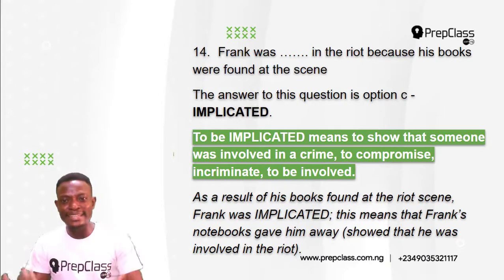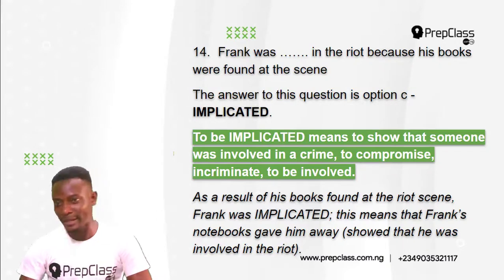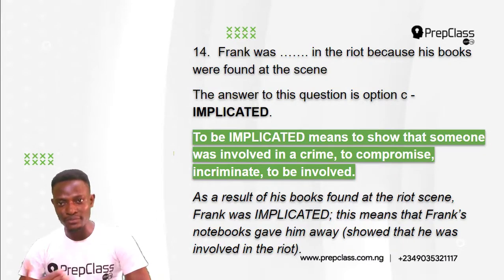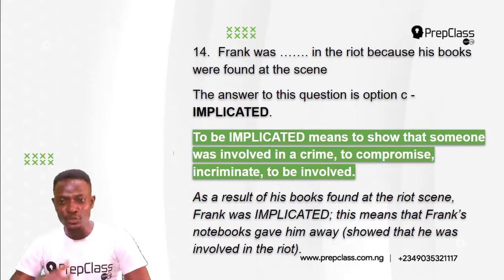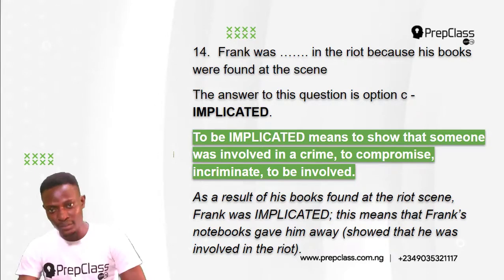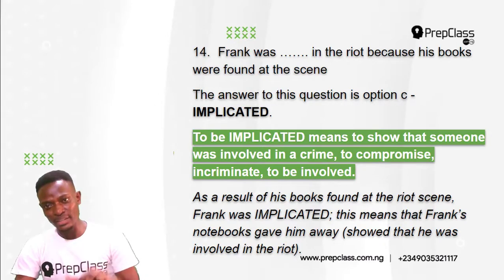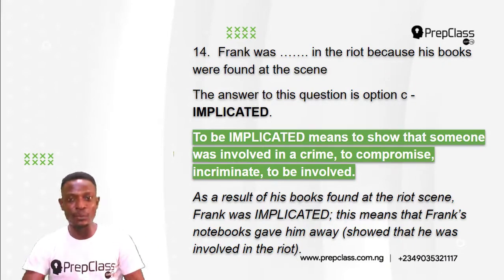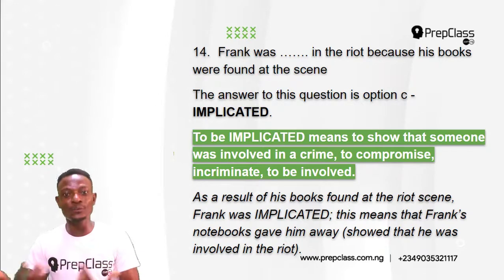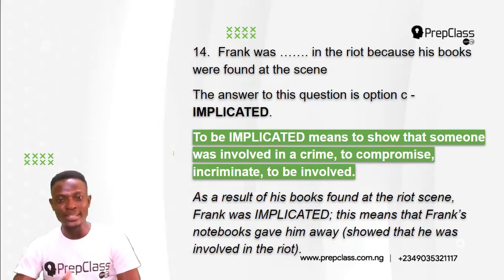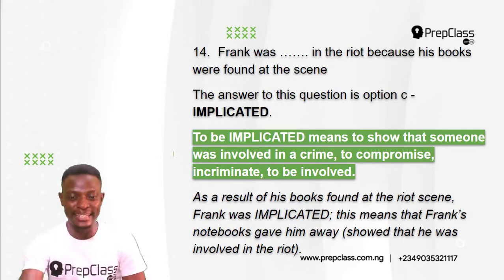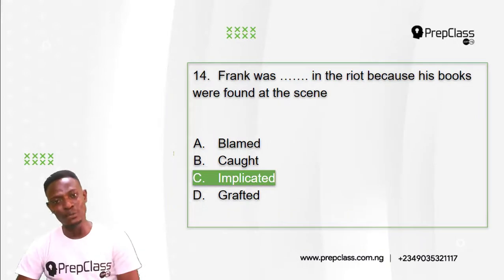Now, to be implicated means to show that someone was involved in a crime. Now, what shows that Frank was involved in the crime? His books found at the scene. To be implicated means to compromise, to incriminate, to be involved. Frank was involved in the riot, and this was as a result of his books that were found at the scene. As a result of his books found at the riot scene, Frank was implicated. This means that Frank's notebook gave him away. They showed that he was involved in the riot. They implicated him. The answer is option C. Frank was implicated in the riot because his books were found at the scene.